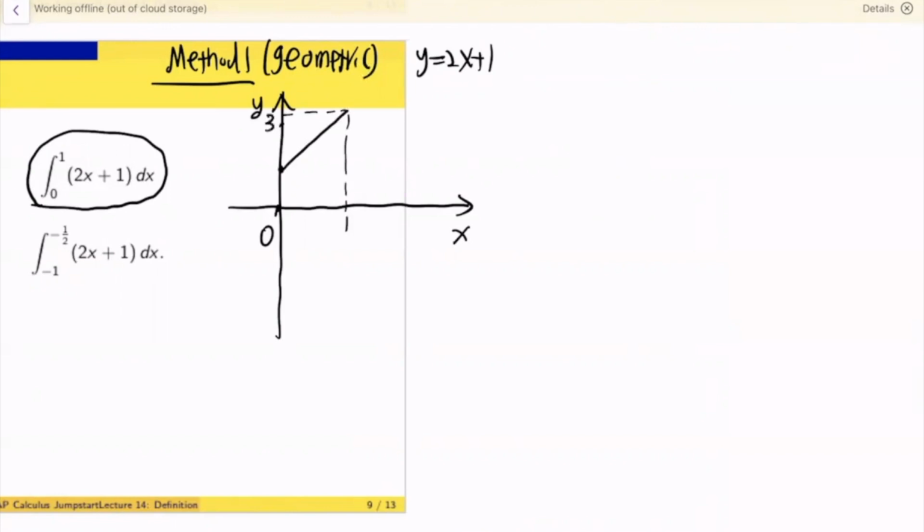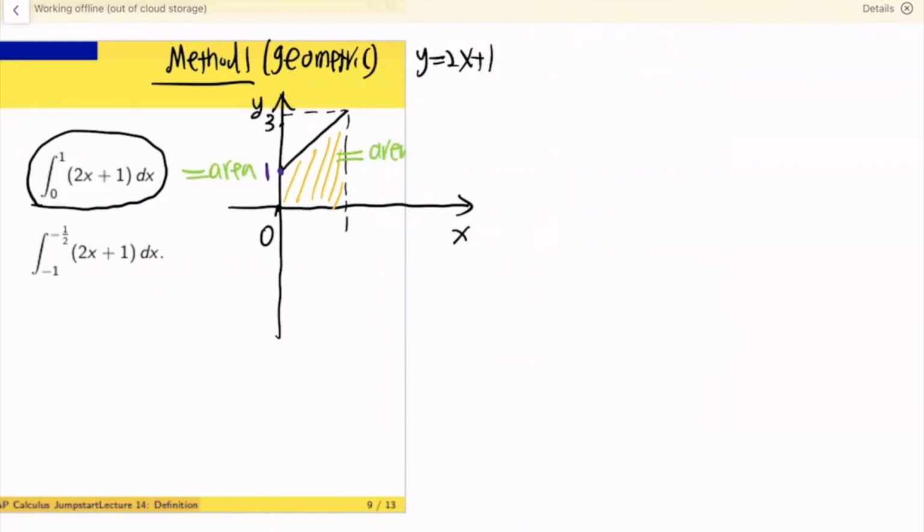All right, so now what we are looking for is the area of this region. This is a trapezoid, and we know the area formula.